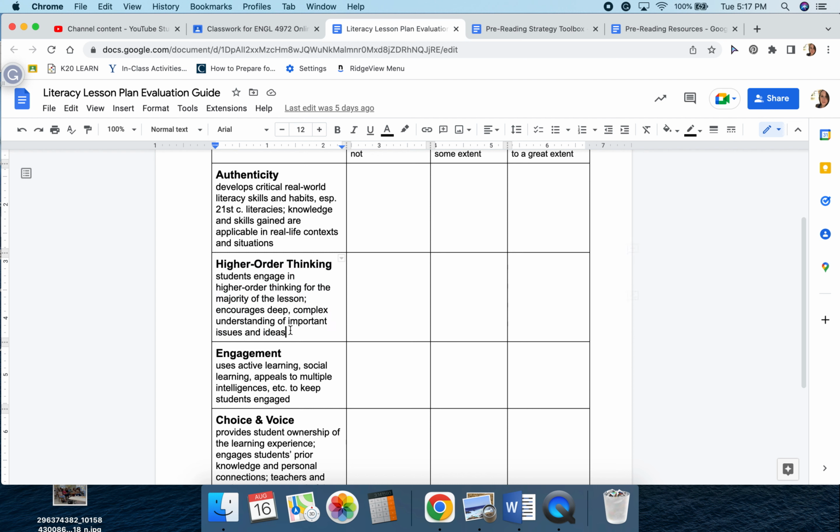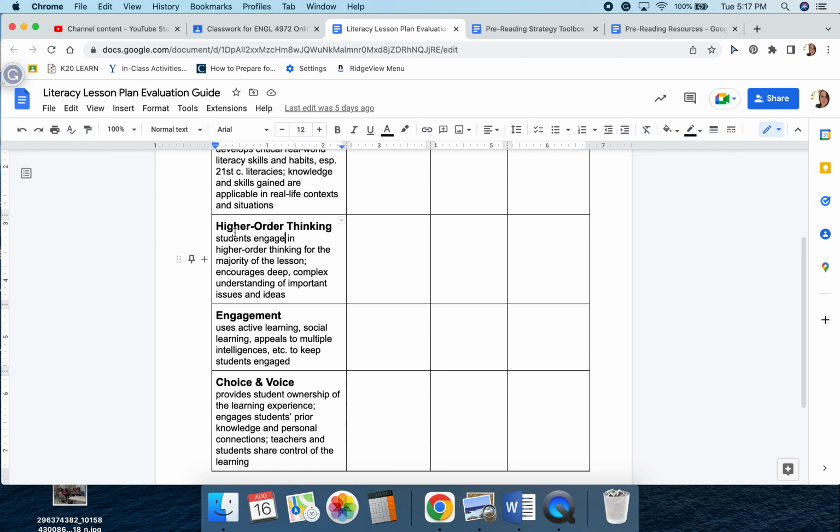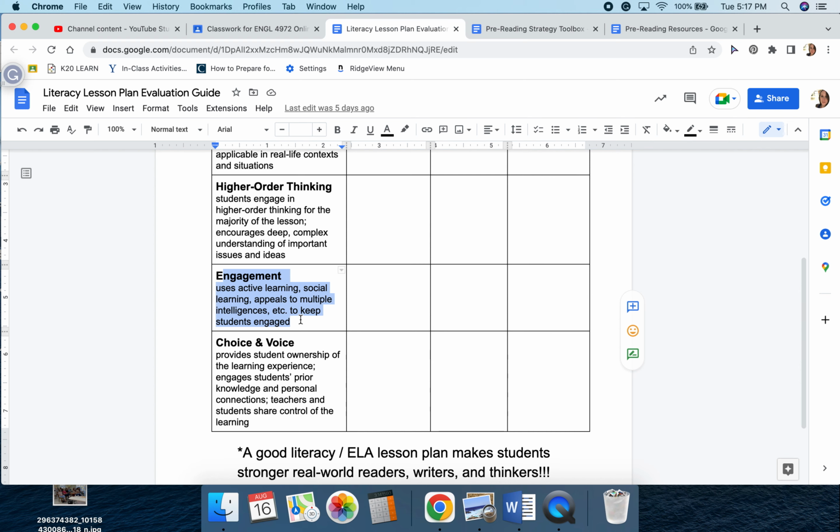Higher order thinking. So does this activity encourage deep, complex understanding of important issues and ideas? My inside out, potentially. But keep in mind, not every activity has to be strong in all of these things. So maybe pick a few that you think it's really good at, and then one that it's not so good at, that maybe you would want to build other ways of higher order thinking into the lesson. I think it's high on engagement because it's got active learning, social learning, multiple intelligence. I think students would be pretty engaged with this in a real classroom.